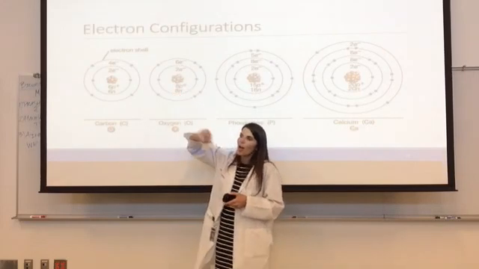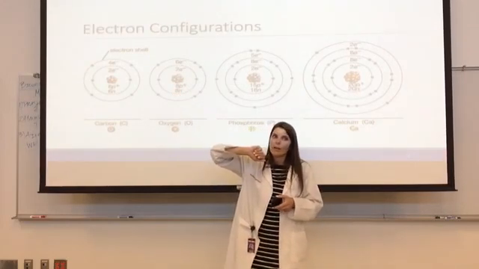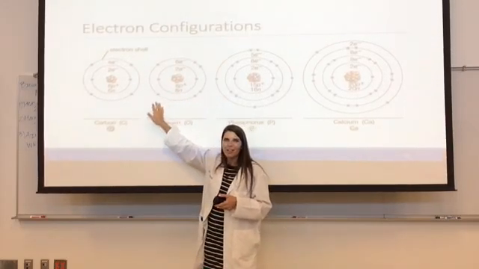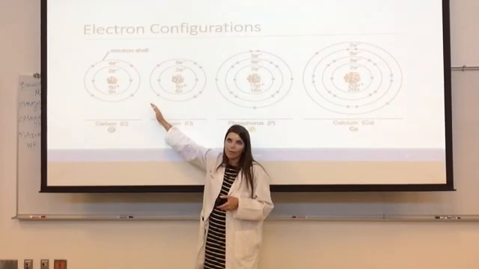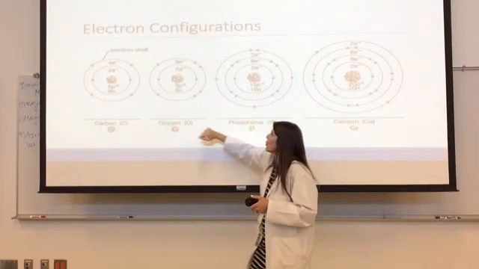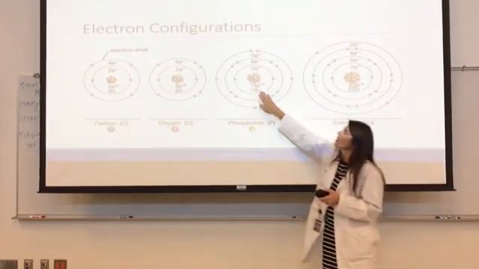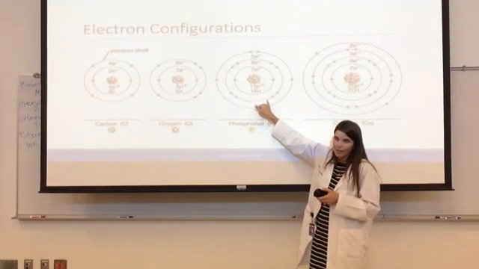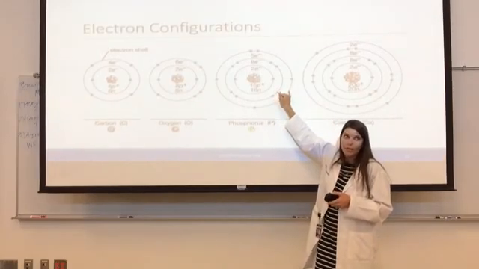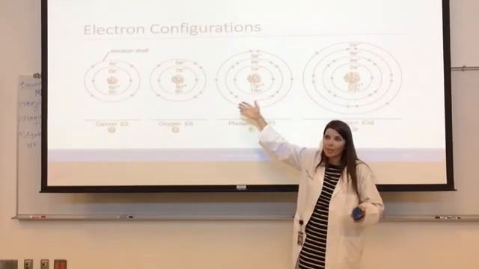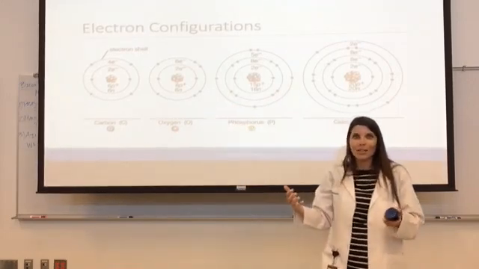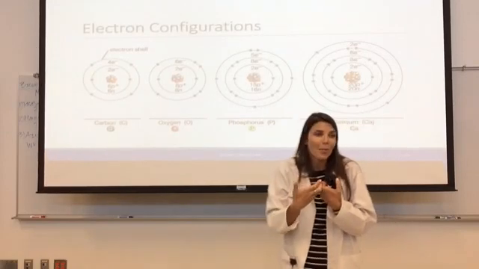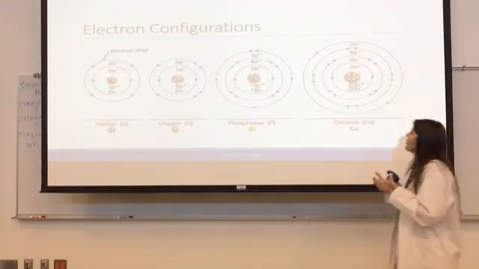Oxygen has 8 protons, so how many electrons does it have? 8. 2 here. How many here? Balanced or not? Not. It needs 2 more. Phosphorus, 15 protons. So 2 here, 8 here, that's 10. How many on this one? 5. So it's still not balanced. They're so unbalanced, they're seeking for something. Be my life partner. All right.